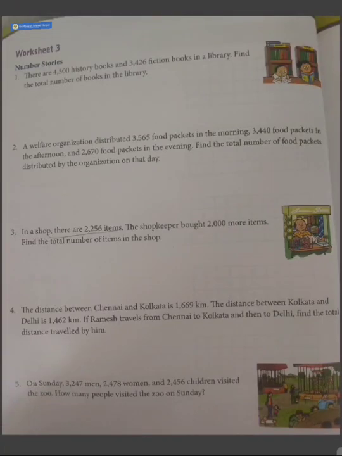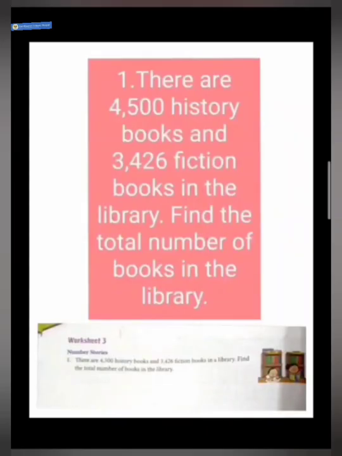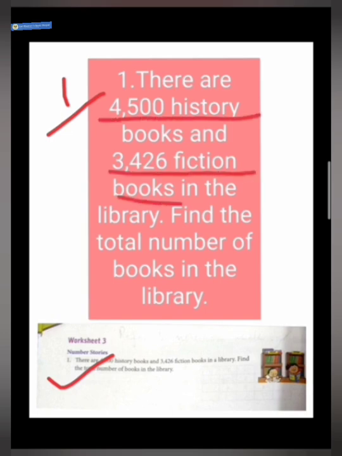Let us revise number stories from worksheet number 3. Let's read question number 1 of worksheet 3. There are 4,500 history books and 3,426 fiction books in the library. Find the total number of books in the library.